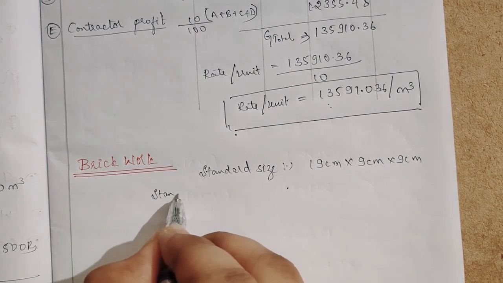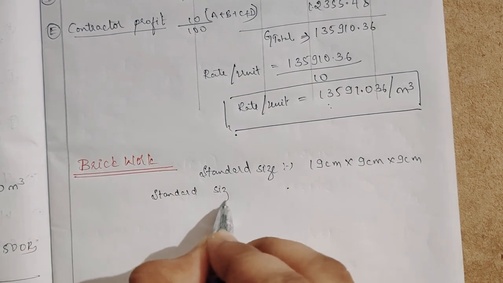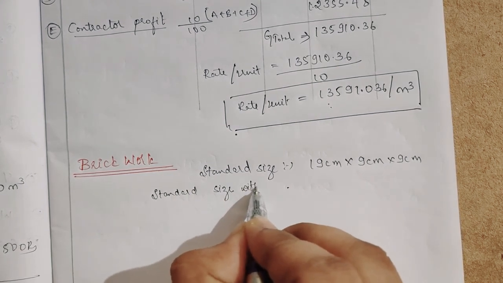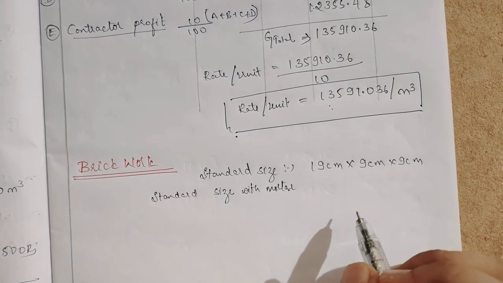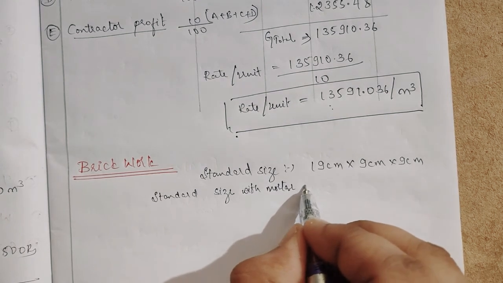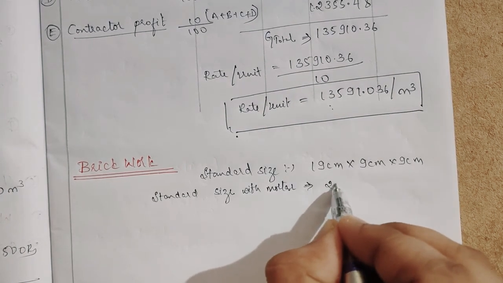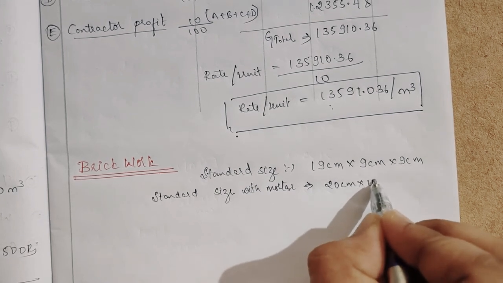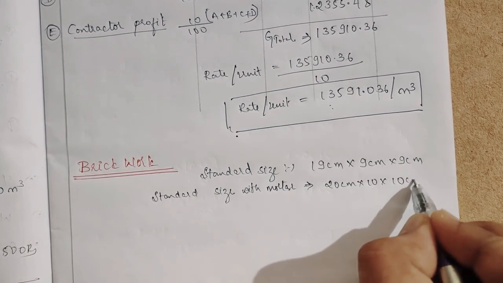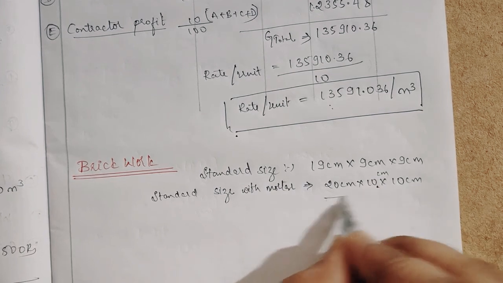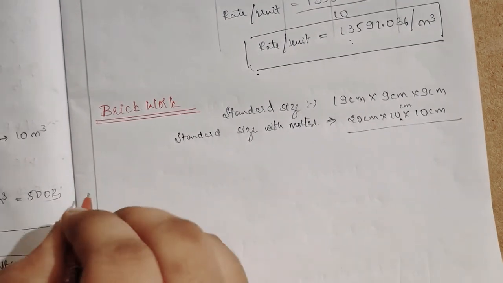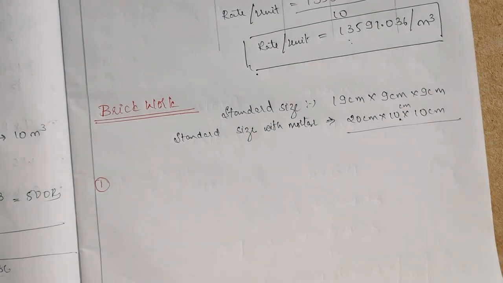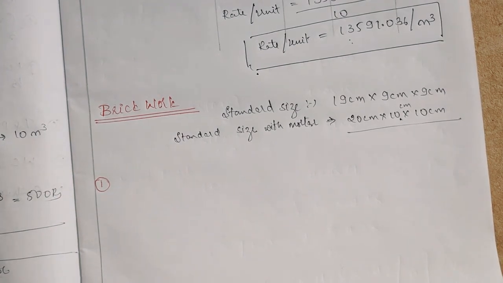But this is the standard size of brick without mortar. We are using cement for connections, right? The size of the brick with mortar between the bricks will be 20 centimeter into 10 centimeter into 10 centimeter. So on this the problem will be asked. I'll take the first problem, that is calculation of materials required for brickwork.